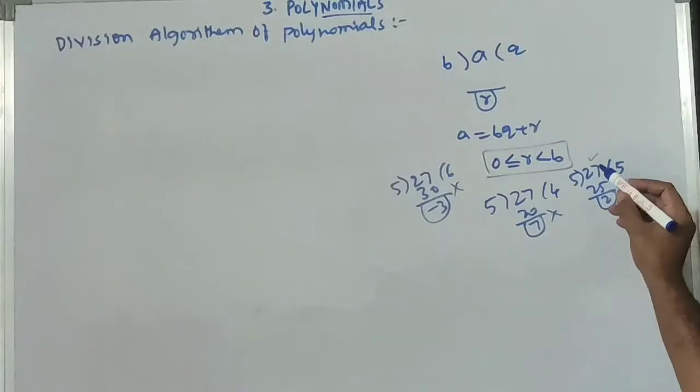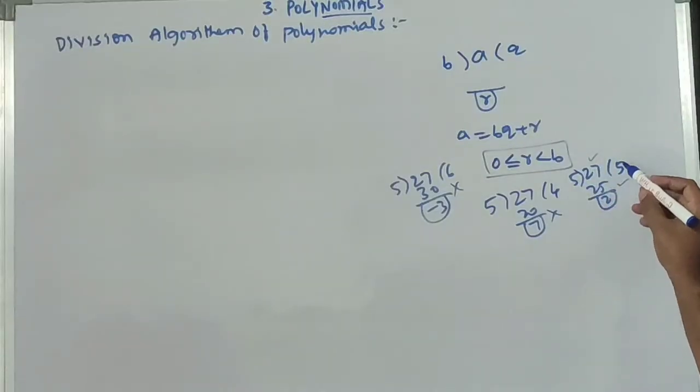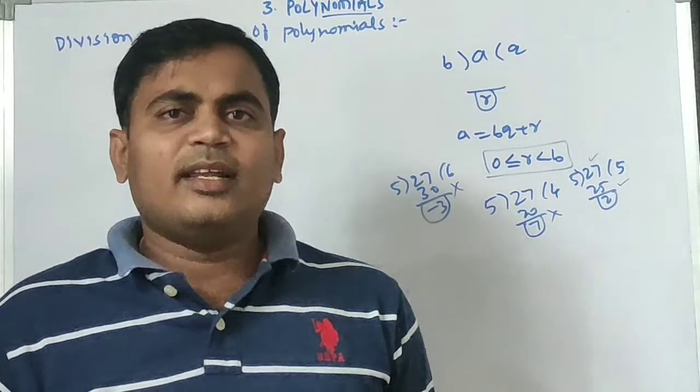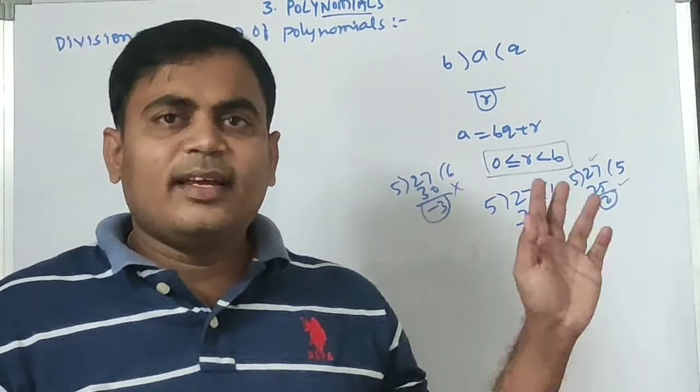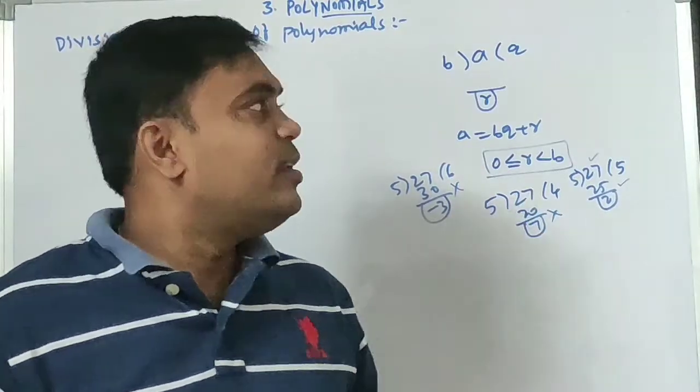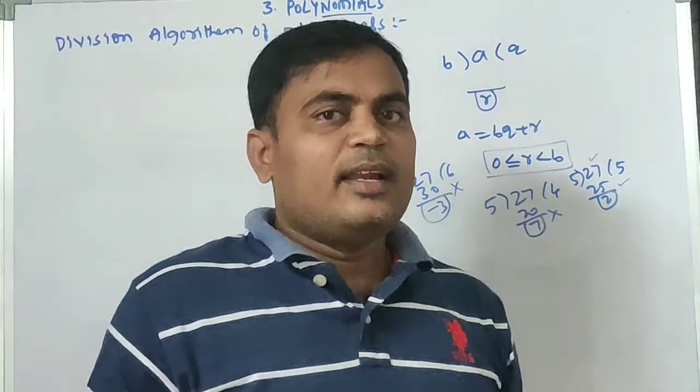So 27 divided by 5, the quotient is 5 and the remainder is 2. The condition for the remainder is 0 less than or equal to the remainder, which should be less than the divisor. So this is Euclid's division lemma.